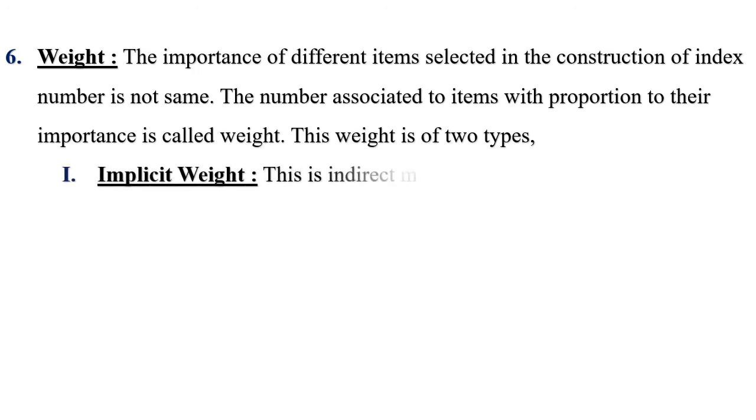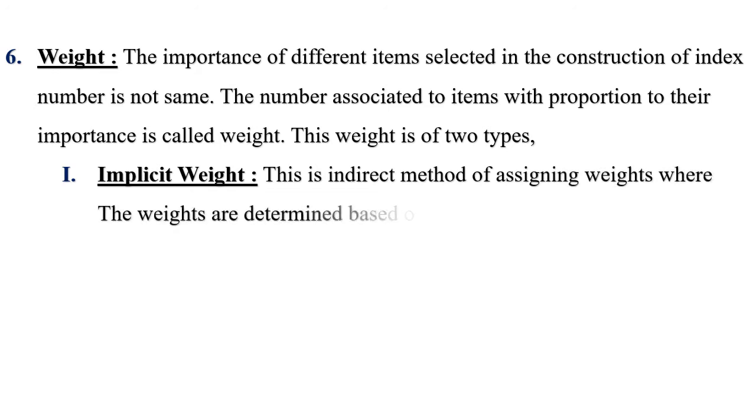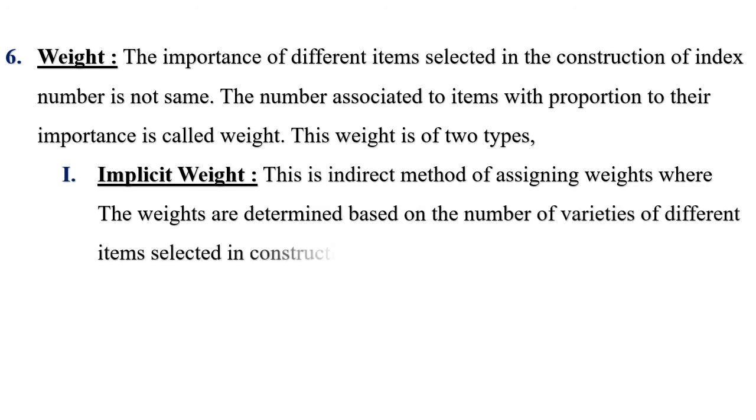The first one is the implicit weight. This is an indirect method of assigning weights, where the weights are determined based on the number of varieties of different items selected in the construction of the index number. This means how many types of items I have selected for a certain index number. But this kind of weight is an indirect method and it is not used practically, because quantifying it, the numerical value of this weight, is very difficult to identify. So usually in our calculations we don't use this first type of weight, the implicit weight.